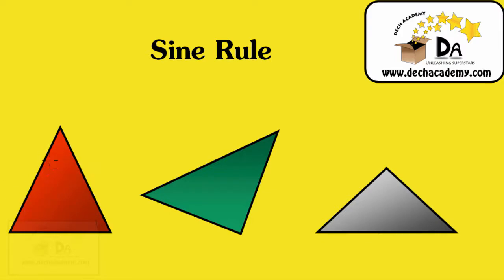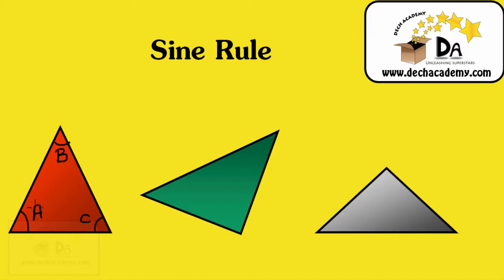Imagine I label the red triangle as follows. I'm going to call this angle A, I'm going to call this angle B, I'm going to call this angle C. So notice that I've labeled the angles with uppercase letters of the alphabet. Now I'm going to label the sides.